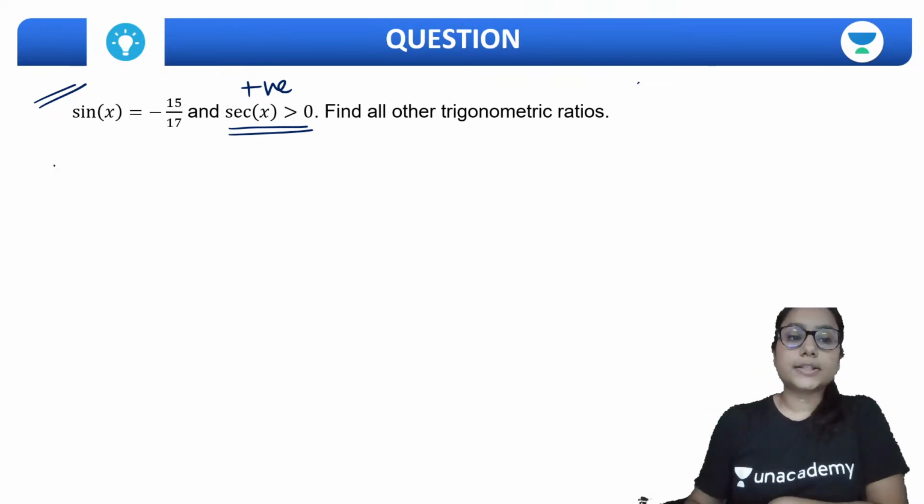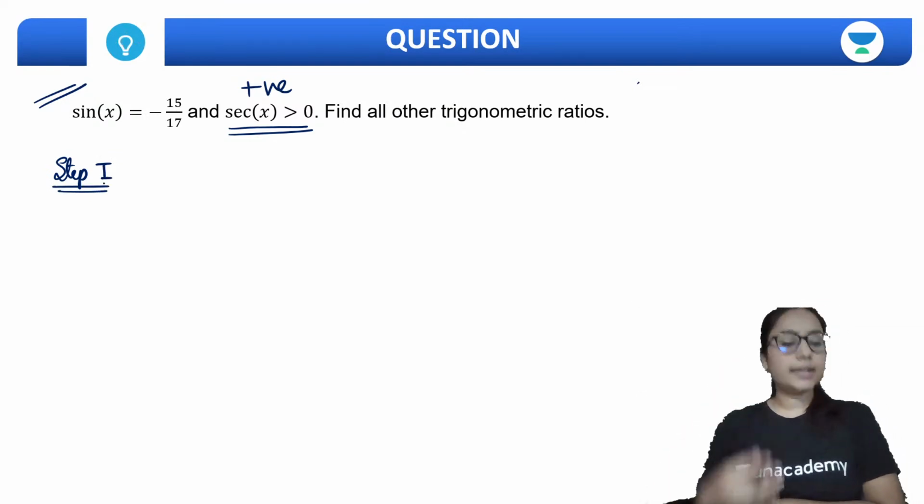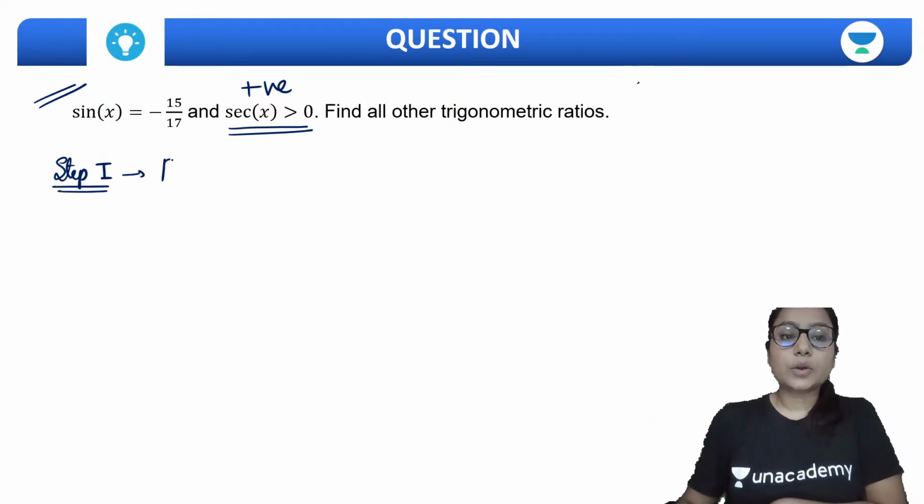Find the quadrant first. This is a hint for everyone. Before you start finding the values of ratios, find the quadrant of x.